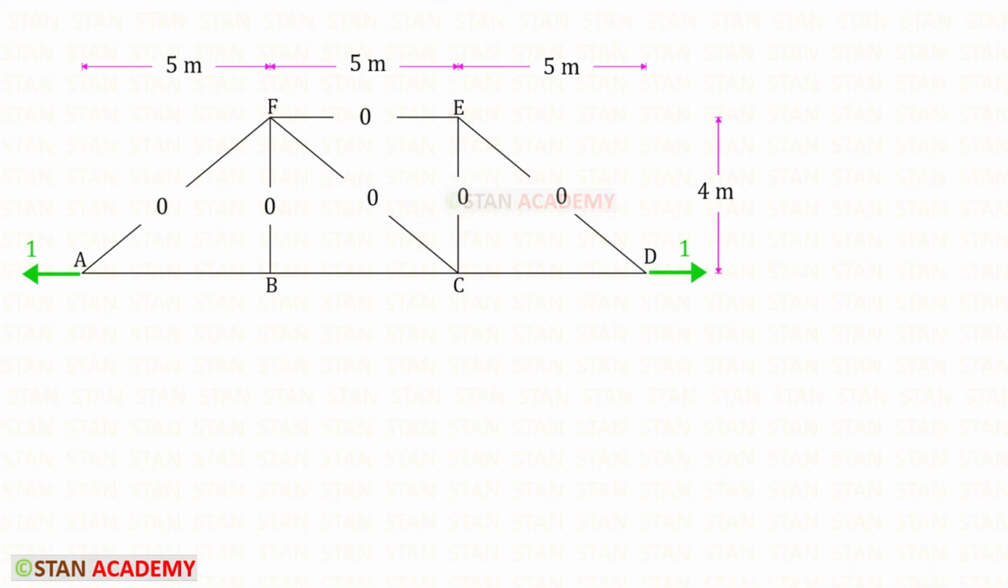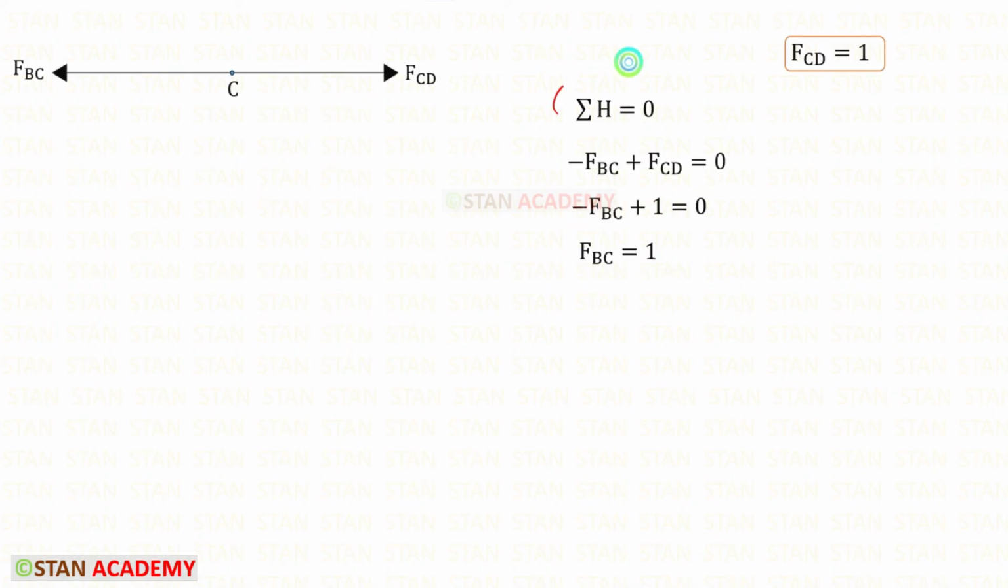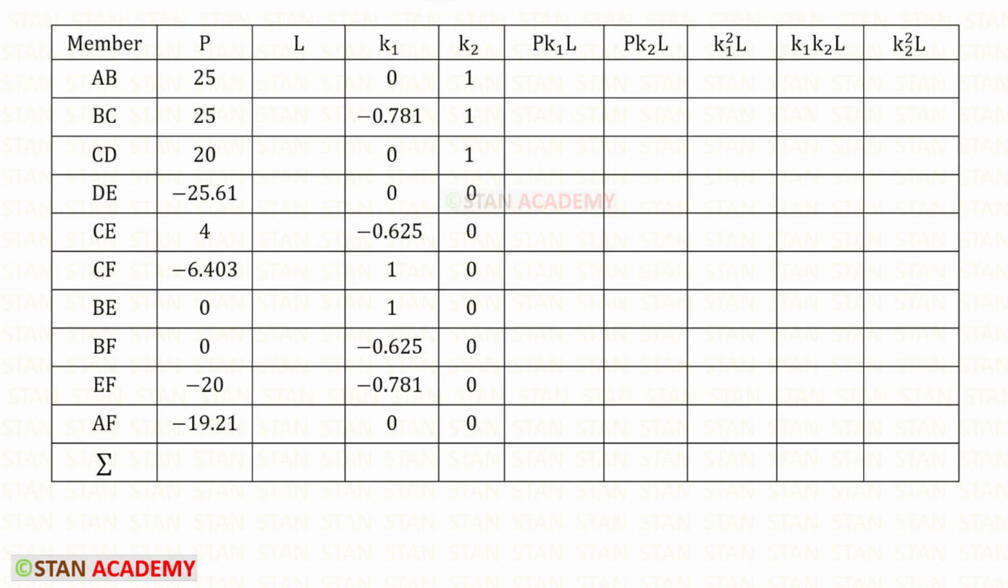Now let us take the joint C and find the member force FCB. We can apply this rule. FCD is acting towards the right side, so it will be positive. FBC is acting towards the left side, so it will be negative. We already know FCD is 1, we can apply that. In this way, for FBC, we will get 1. Let us enter all of the values of K2. We did not consider BE, so for BE, we have to apply 0. The rest of the values we have found, we can apply.